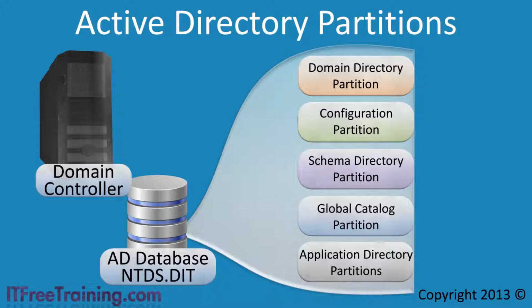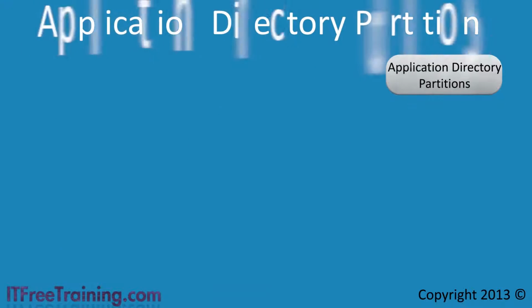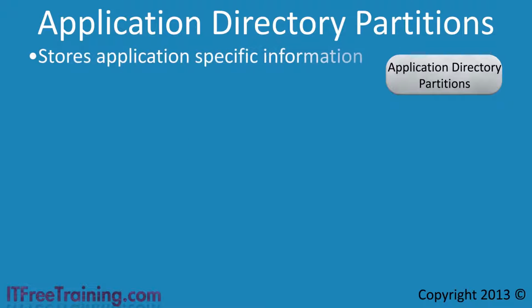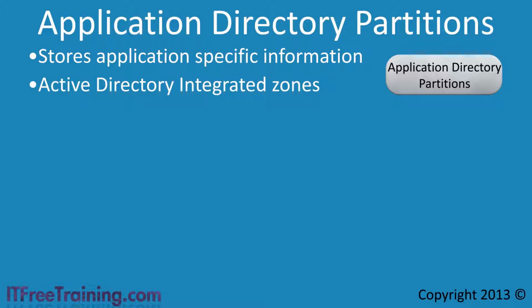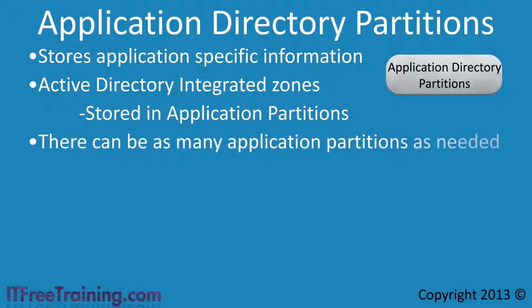In this particular case, I'm going to be looking at only the application partition, since this holds the data that is used for DNS. Application partitions hold information that is used by a particular application. In the case of DNS, when you create an Active Directory integrated zone, the data for this zone is stored in the appropriate application partition. You did hear me correctly, the appropriate application partition. There can be as many application partitions as needed. The other partition types are limited to 1 per database.